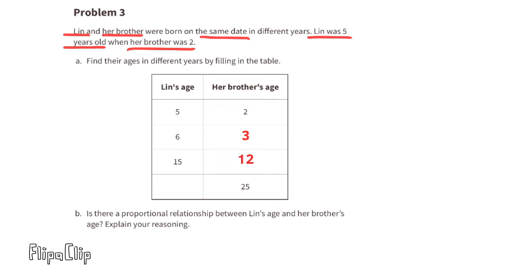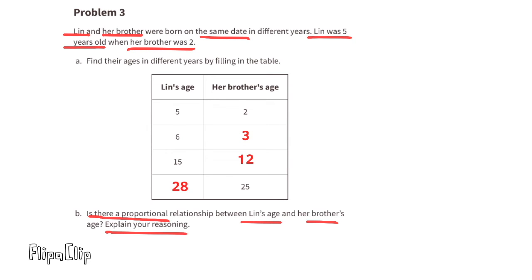What number minus 3 is 25? 28 minus 3 is 25. So when Lynn was 5, her brother was 2. When she was 6, her brother was 3. When she's 15, her brother will be 12. And when her brother's 25, Lynn will be 28.